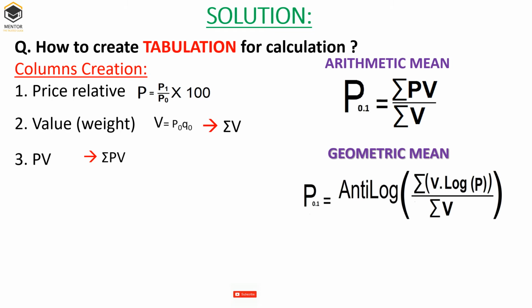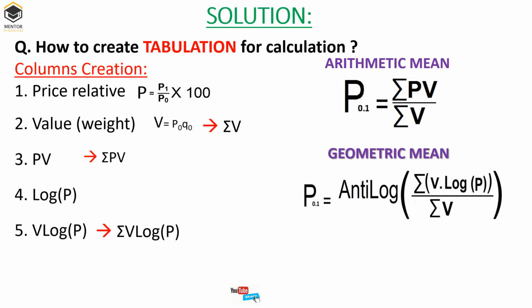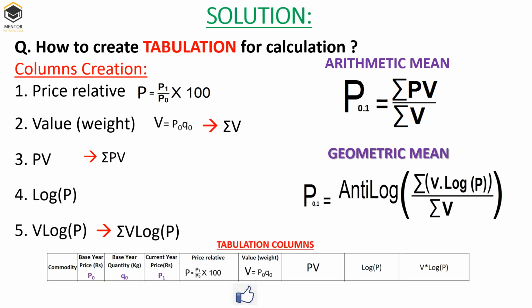Now what more do we require in our table for geometric mean? We need the log P. Next we have to multiply this log P with the value V and find the summation of this, so summation V log P. This is the entire tabulation we will be having. The first four columns are given in the question. The remaining columns we have to create with the help of formulas. So let's start with our problem.